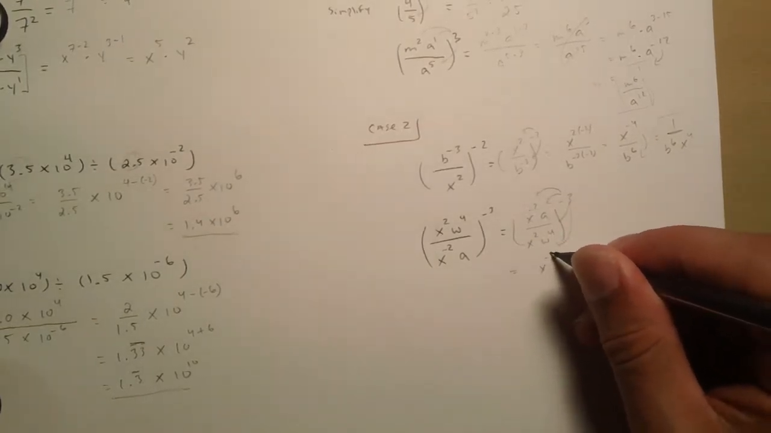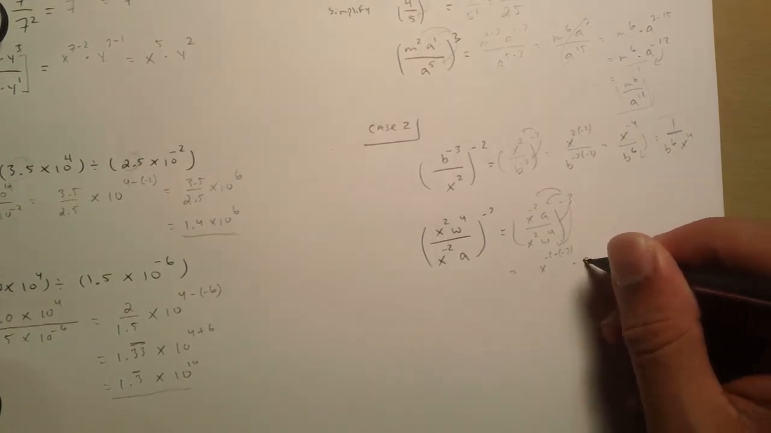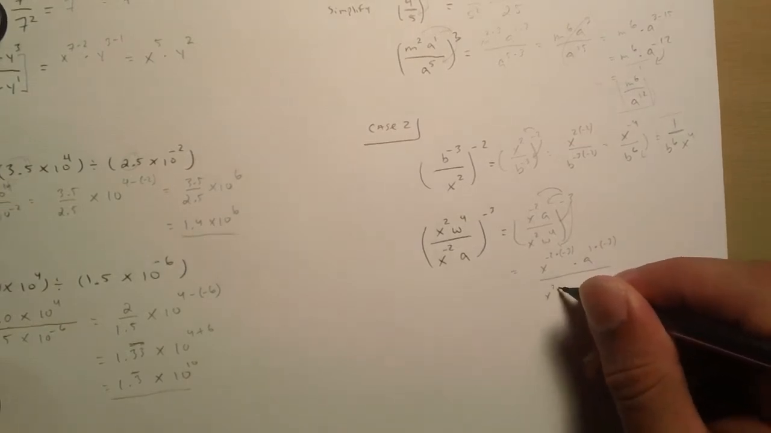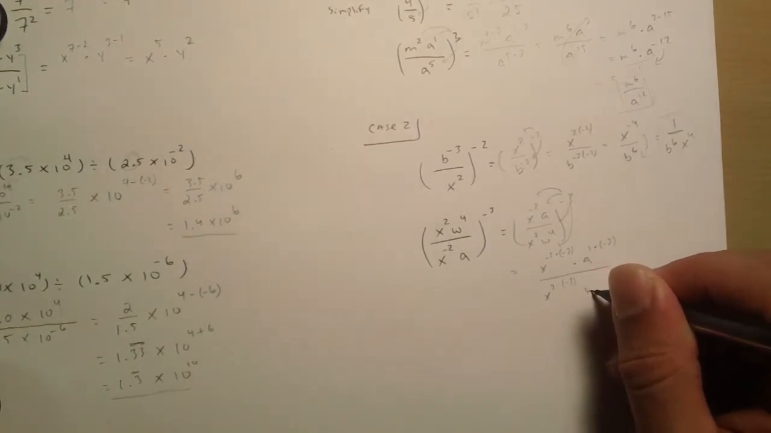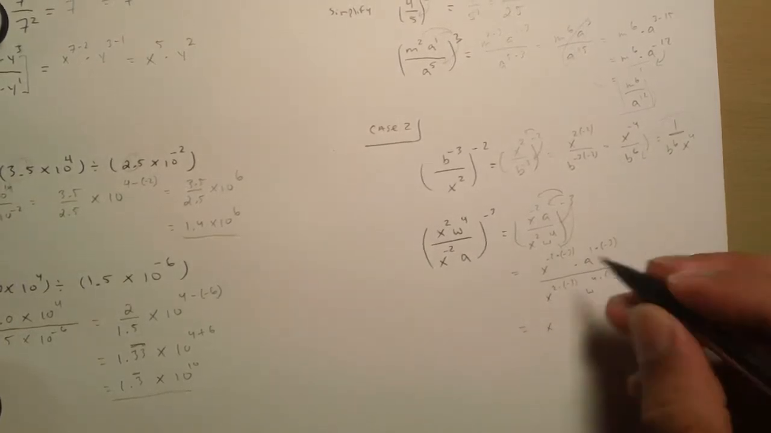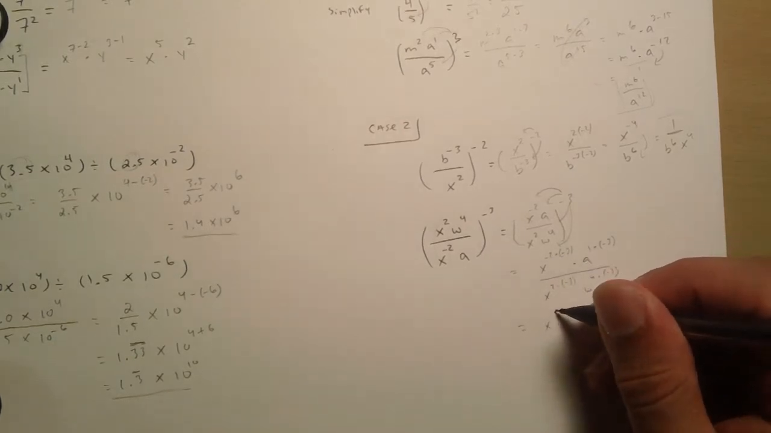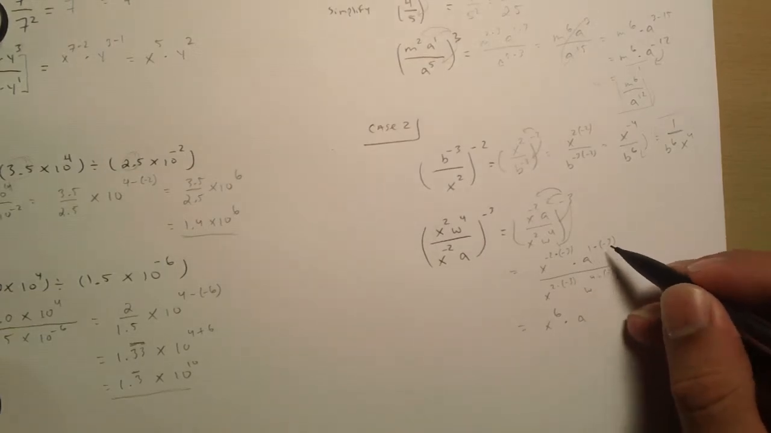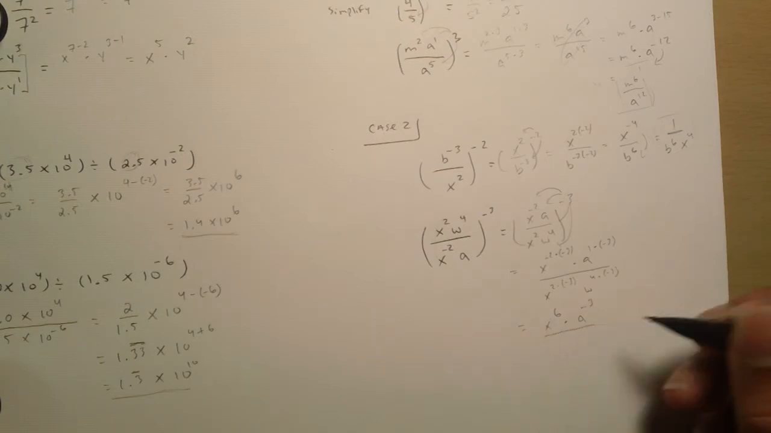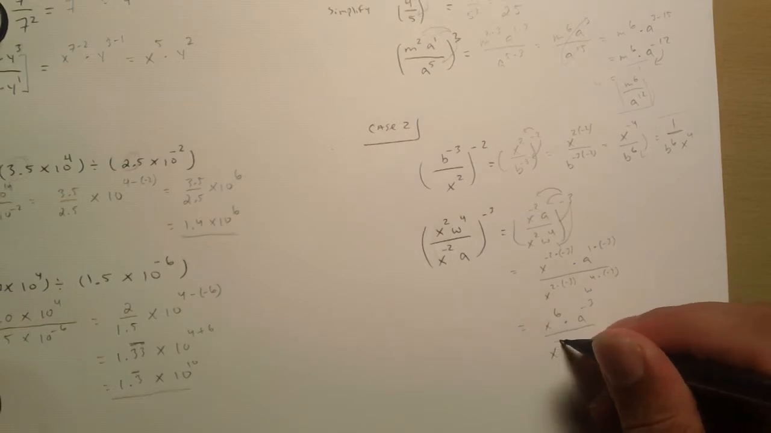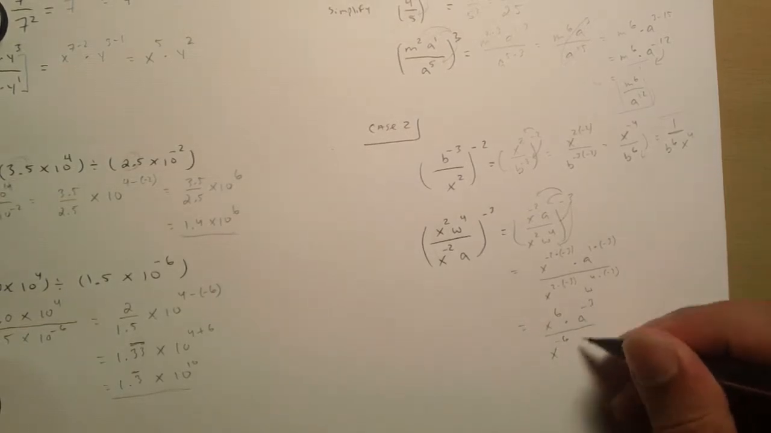And so you have x to the negative 2 times negative 3, a to the 1 times negative 3, over x squared times negative 3, w to the 4 times negative 3, which would equal x to the negative 2 times negative 3 equals positive 6, a to the 1 times negative 3, so it'll be a to the negative 3. And then here we have x to the power 2 times negative 3, so it'll be negative 6. And then here we have w to the 4 times negative 3, so it'll be negative 12.